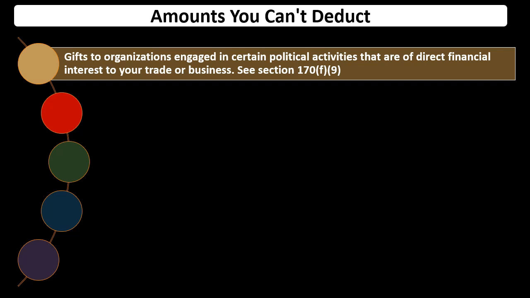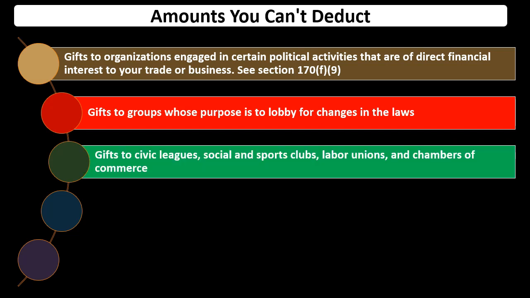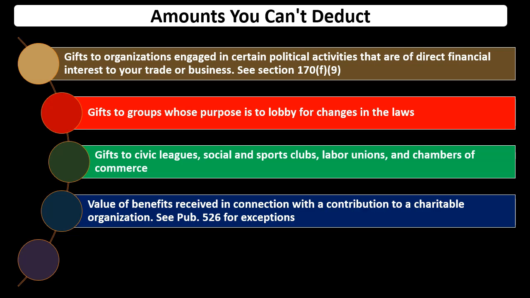Gifts to organizations engaged in certain political activities that are of direct financial interest to your trade or business. So again, they're skeptical about political activity that is going to be for influence, that you're trading basically political contributions for some type of political influence that may be gained if, say, someone wins something in politics. Gifts to groups whose purpose is to lobby for changes in the tax law. So again, you're trying to influence the tax law. The thought there would be that you're doing that for personal benefit, not out of charity. Gifts to civic leagues, social and sports clubs, labor unions, and chambers of commerce.